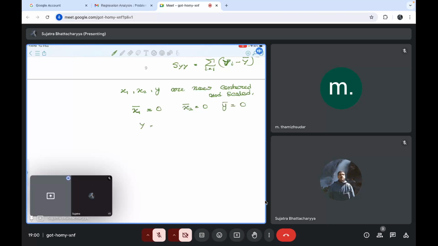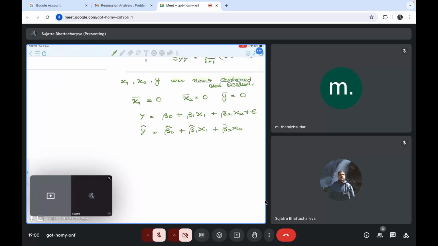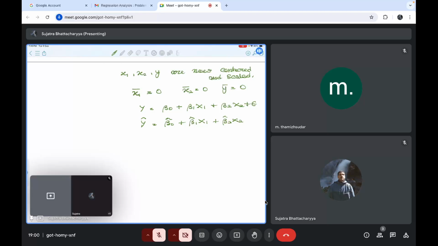Now, if you come back to your original equation of the multiple linear regression model, it is y equals beta 0 plus beta 1 x1 plus beta 2 x2 plus epsilon. This is the original MLR model. We take its estimation as beta naught hat plus beta 1 hat x1 plus beta 2 hat x2. Here, using normal equations, we can write beta naught hat as y bar minus beta 1 hat x1 bar minus beta 2 hat x2 bar. This is what we can write from the normal equations.